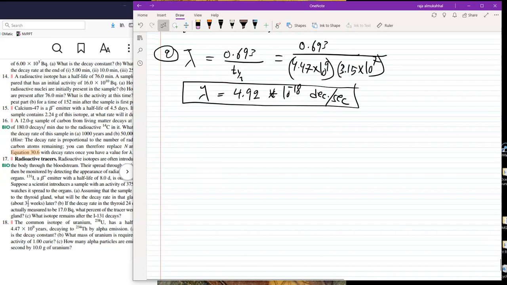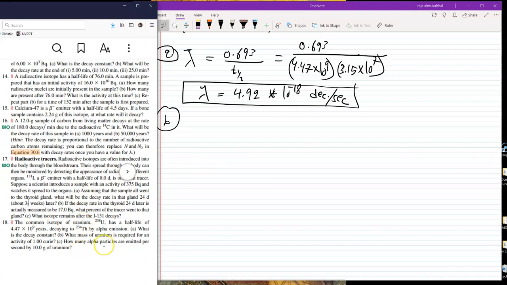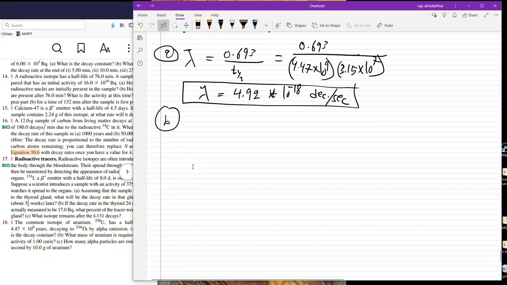All right. B. B says, what mass of uranium is required for an activity of 1 curie? Okay. What does he want, really? Okay. Let me get the number of samples.